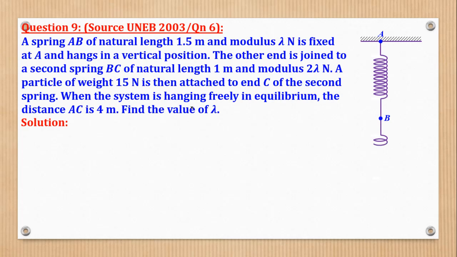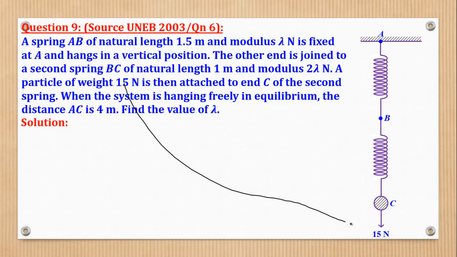There is one spring, then another spring BC. Now this one has a mass attached. Therefore there will be weight, which is 15 newtons. Because of weight, there will be extension in each spring. Original length, extension. Even here, original length, extension.